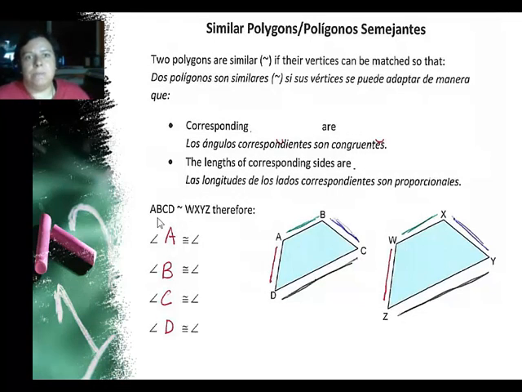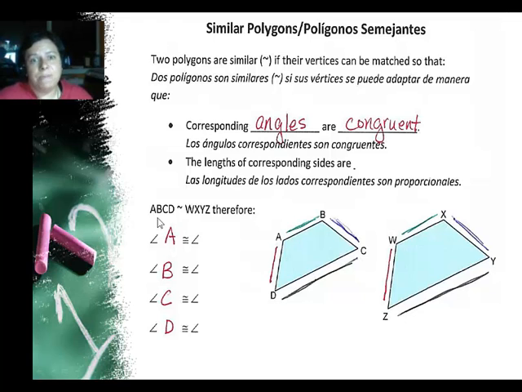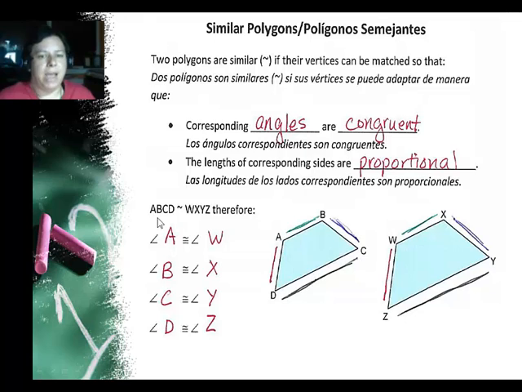If you go to your notes, at the beginning it says two polygons are similar if their vertices can be matched so that corresponding angles are congruent and the lengths of the corresponding sides are proportional. Now, taking a look at your notes here, I went ahead and color-coded the two polygons. Polygon ABCD is similar to WXYZ. Now, why don't you take a minute and see if you can figure out which angles go with A, B, C, and D. Hopefully, and it wasn't that hard, you got W, X, Y, and Z. And that's because, again, the angles are congruent.